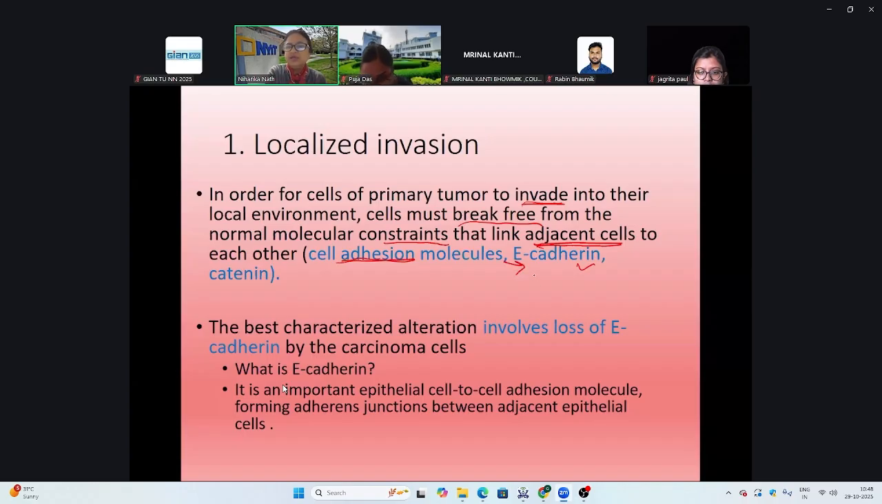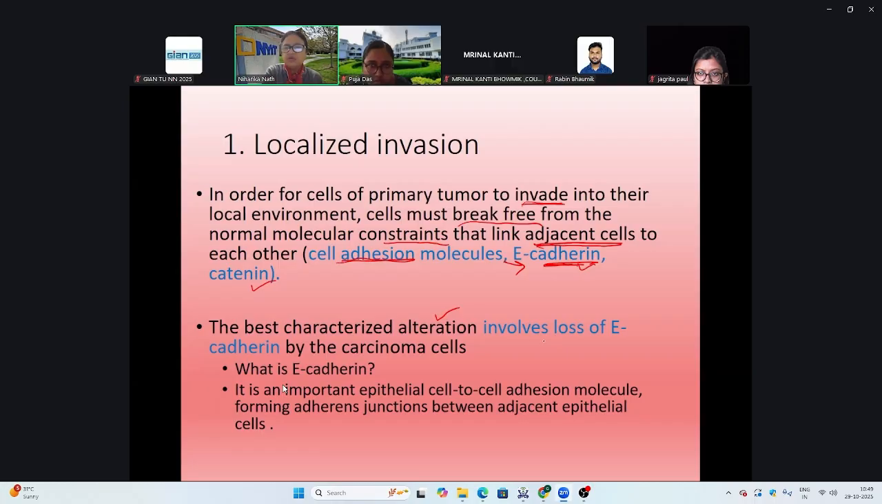Number one is E-cadherin. E stands for epithelial, and cadherin because it helps with adhesion, adhering. And Ca is because it needs calcium. So it's calcium-based adherence. And another one is called catenin. So you don't need to know all of these names, but you'll see these a bit more often, so therefore they're here. So all they need to do is manipulate these cadherin and catenin. And so what is one of the best characterized alterations?